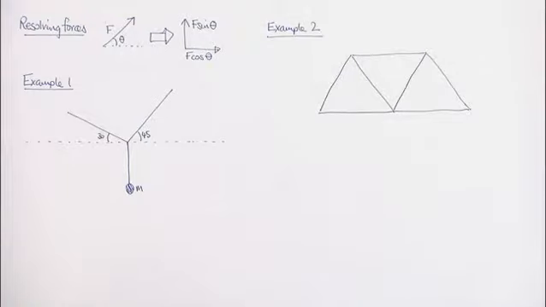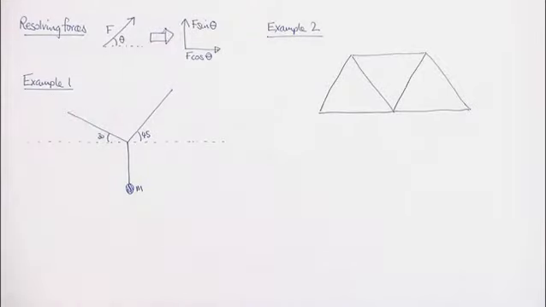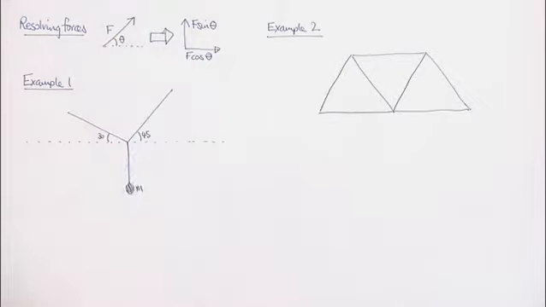When working in 2 dimensions, we resolve forces in one convenient direction and one at right angles to it to easily determine unknown forces. Usually the directions are horizontal and vertical, but they can be in any direction. Let's consider 2 simple examples.